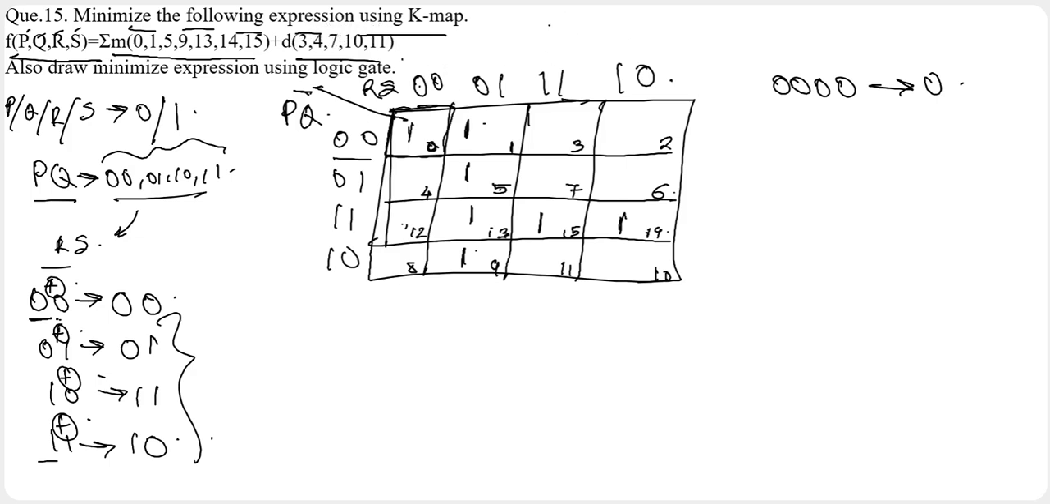We will write the don't care terms by either a cross or D. So the terms are 3, 4, 7, 10, 11. And the cells which are left out, like 2, 6 and 8, we will just write 0 there. Next up is the grouping. We will combine two or more adjacent ones which are present side by side.